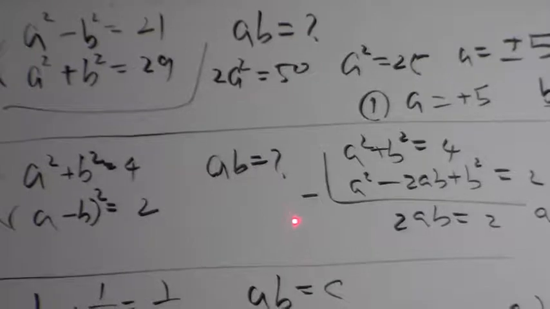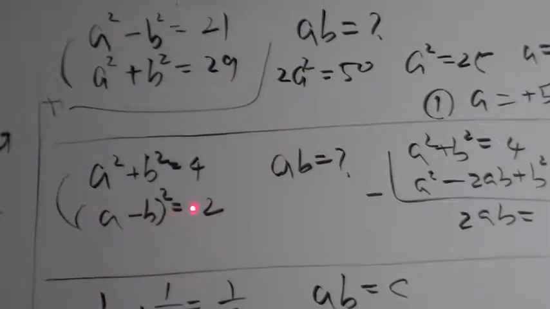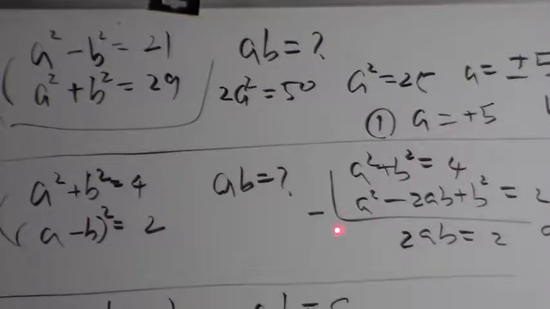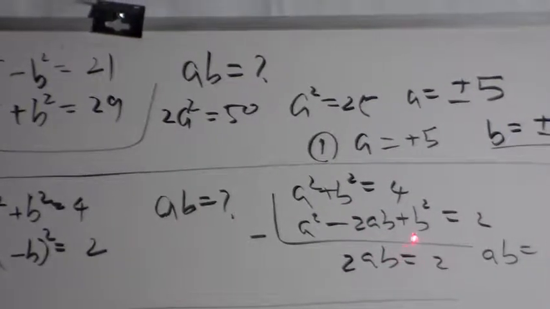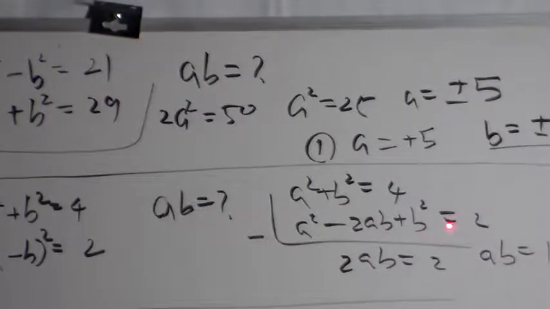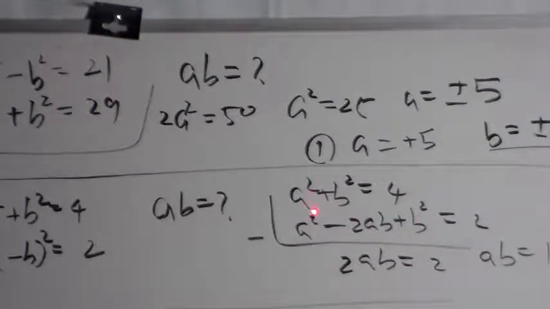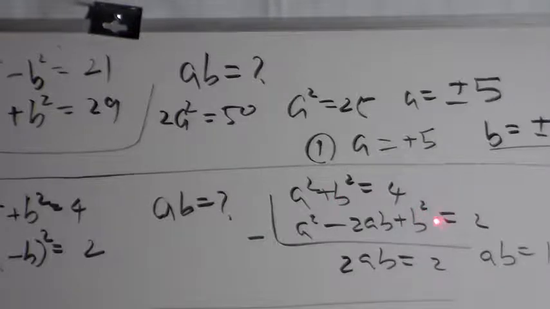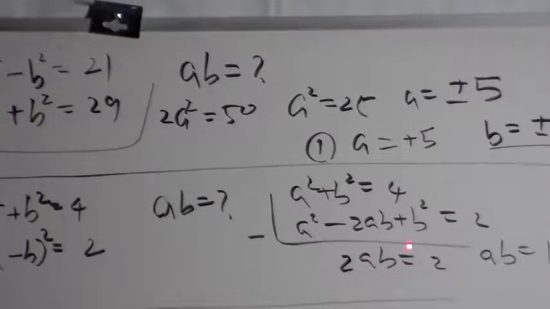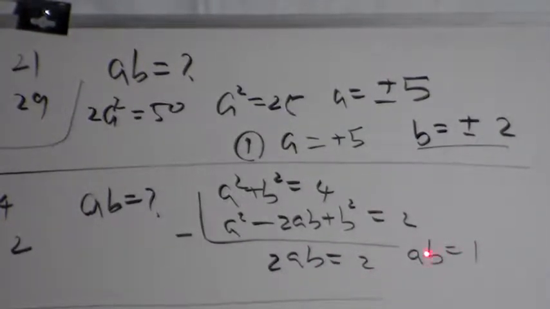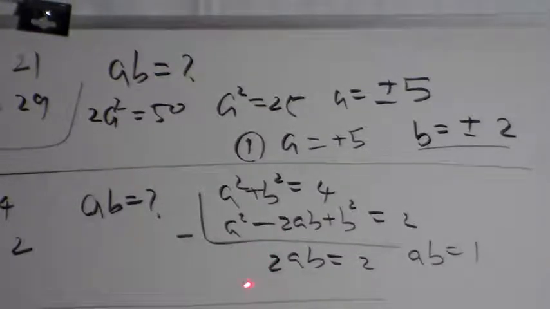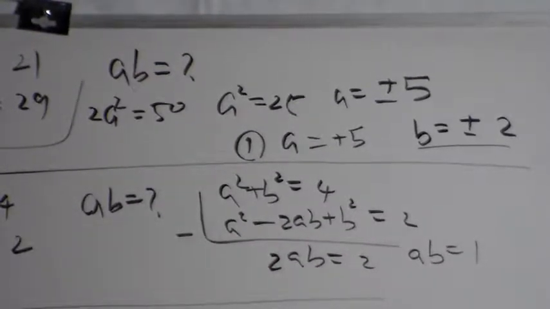In this case, you have to distribute this one over there. So (a plus b) squared is 4. This distribution is a squared minus 2ab plus b squared. Just 2 is 2 there, right? So we're going to subtract from this one, this from this. So a squared is gone, b squared is gone, so what is left over is 2 times ab. So 2 times ab is 2, so ab is 1. Okay? So make sure you fully understand the factoring and distribution. That is the question.